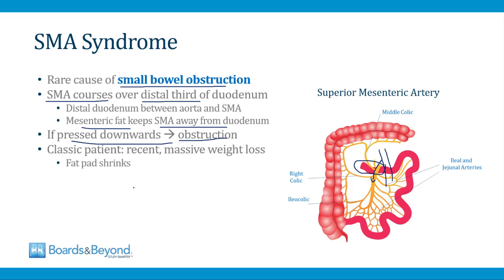So the classic board question of a patient with SMA syndrome is someone who has had recent massive weight loss. As a result, the fat pad beneath the SMA shrinks, and then you basically pinch the duodenum here between the superior mesenteric artery and the aorta, causing a bowel obstruction.